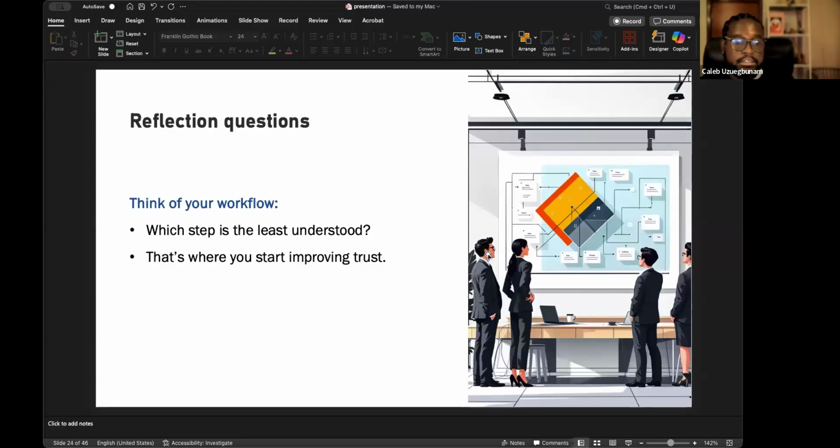At this point, let's take some time to think about your workflow, whatever kind of work you do in your day-to-day and in your 9 to 5, and which step is the least understood and what you need to do to start improving trust there.